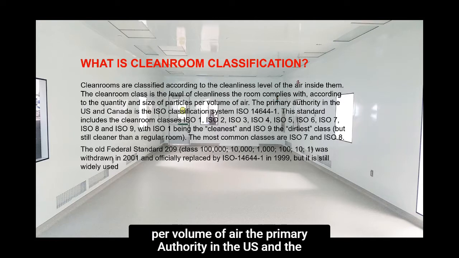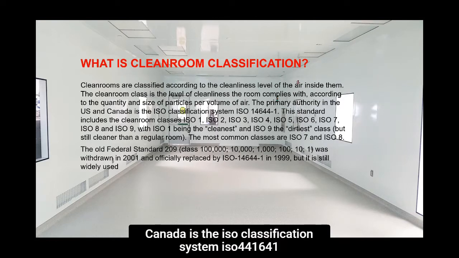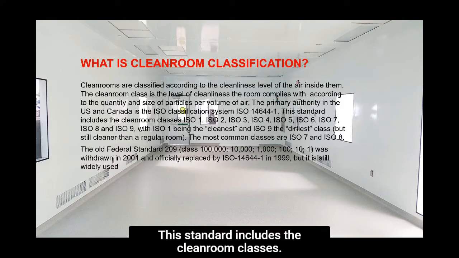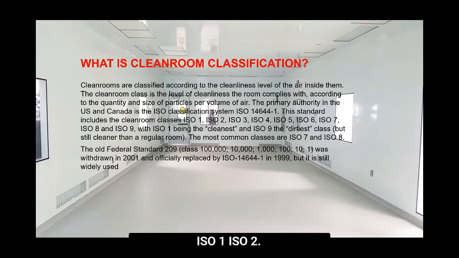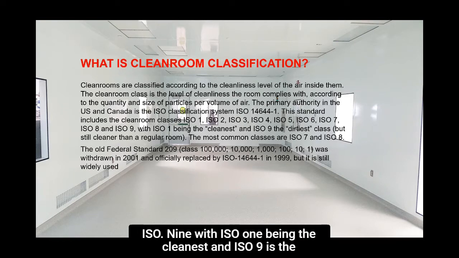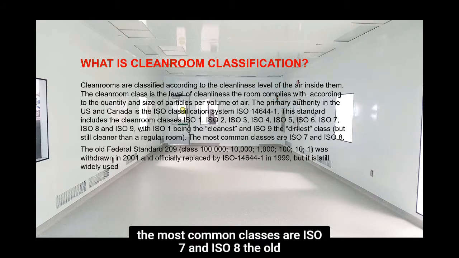The primary authority in the US and Canada is the ISO classification system, ISO 14644-1. This standard includes the clean room classes ISO 1, ISO 2, ISO 3, ISO 4, ISO 5, ISO 6, ISO 7, ISO 8 and ISO 9, with ISO 1 being the cleanest and ISO 9 the dirtiest class, but still cleaner than a regular room. The most common classes are ISO 7 and ISO 8.